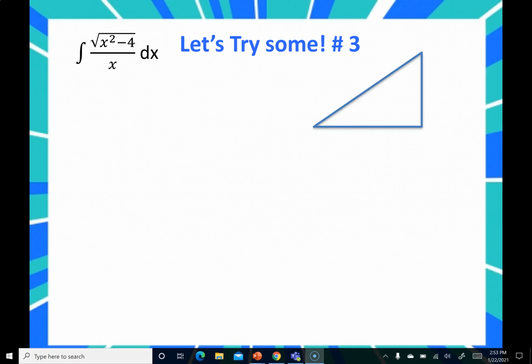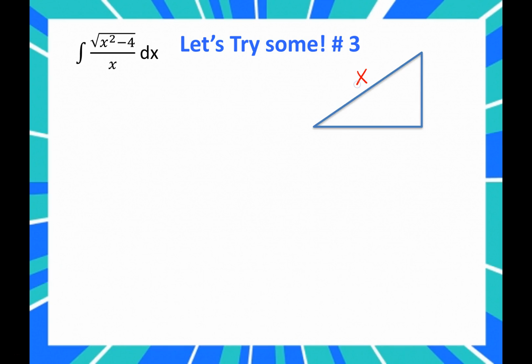All right, in this video we're going to tackle 3 problems, and your homework and your video problems will look just like these 3 problems. So first thing we're going to do is label our triangle, and we know that this is going to be an x for our hypotenuse. We also know that we're going to have a 2 for a leg, and the other leg is going to be the square root of x squared minus 4.